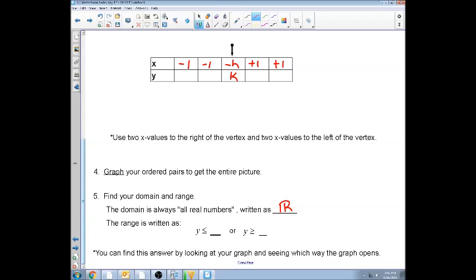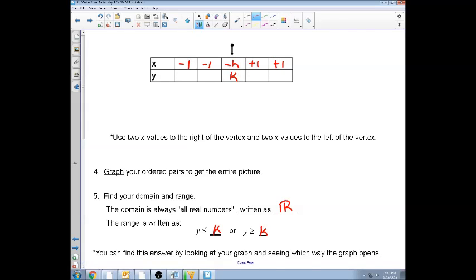And the range is all of the possible y values. Well, since it is a U, there are times that we're going to have a high point in our U, and there's times we're going to have a low point in our U. So what we would do then is write our range as y is less than or equal to our k value. That is if I have a high point to my U. Or we would write it as y is greater than or equal to our k value. That is if we have a low point to our U. Okay? You can find this answer by looking at your graph and seeing which way the graph opens.